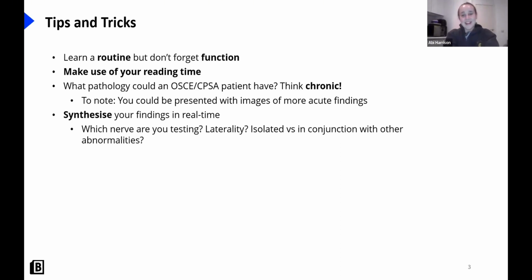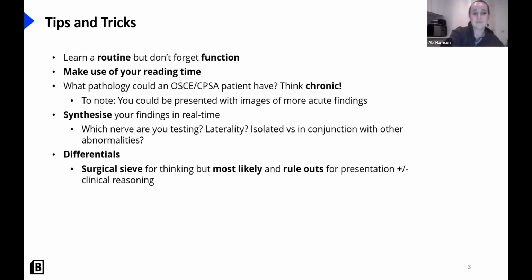So this one's quite tricky, and I think it's a skill that you learn over time, but try to synthesize your findings in real time. So if you have an abnormal finding, try to think which nerve is abnormal, which side is the nerve on, or is it on both? And is it an isolated cranial nerve palsy, or is it in conjunction with other abnormalities? When you're doing that, you can then formulate your differentials a little bit quicker when you're then asked them later, and time is often of the essence because you've got quite a few questions to get through.